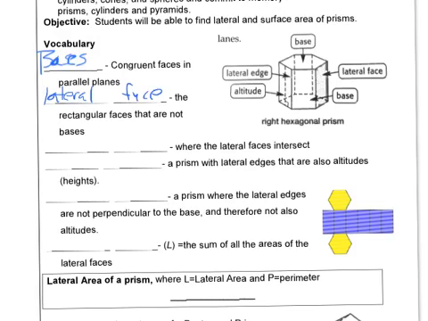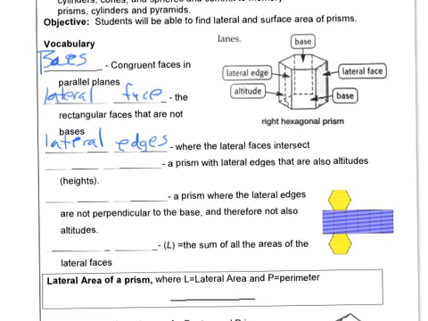Alright, the next thing, the term I just used, the lateral face. These are the rectangular faces that are not bases. So, all these guys right here, right in the back, those are all lateral faces. And then where those lateral faces intersect, we call those lateral edges. So, all those little segments where they come together, those are lateral edges.